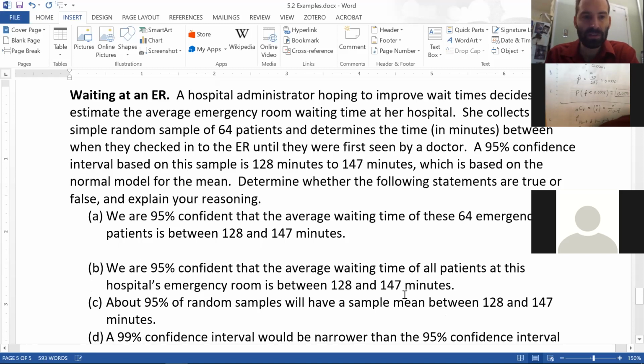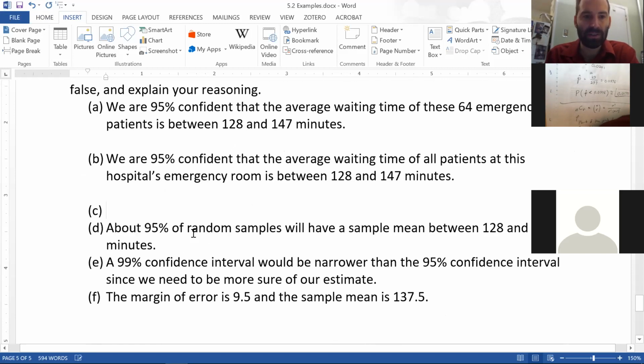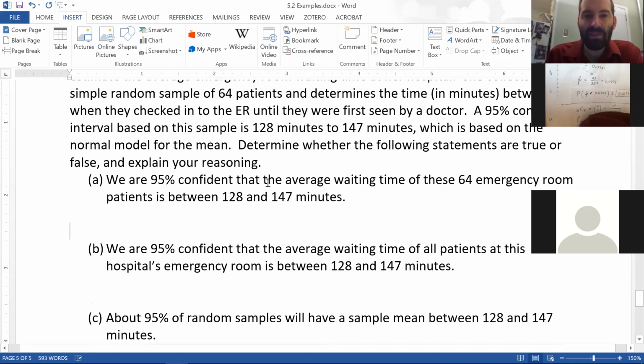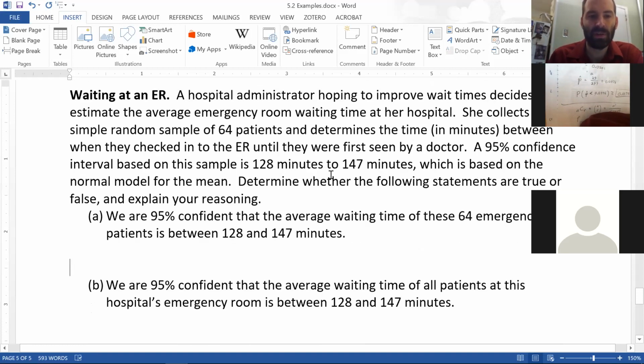Okay, so let's look at these. We are 95% confident that the average waiting time of these 64 emergency room patients is between 128 and 147. True or false? Let's see. Well, the 64 is the size of our sample. We actually know, we took the sample. We know exactly what the average waiting time for a sample is.